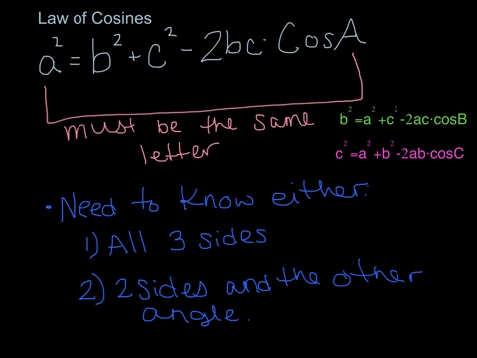And when you're solving using law of cosines, the time you know when you're using law of cosines is when you know all three sides, so you know no angles whatsoever, or you know two sides and the angle in between them. So something like you know side B and side A, or side C and angle A. So two sides and the angle in between.